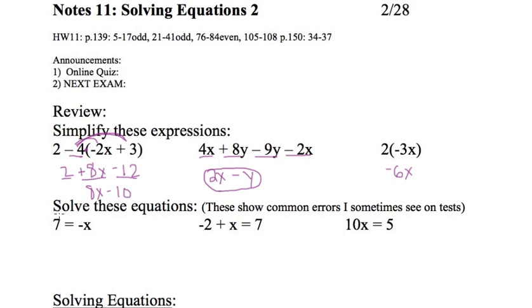Now I'm going to solve these equations. So I'm actually going to end up with an answer. X equals something.